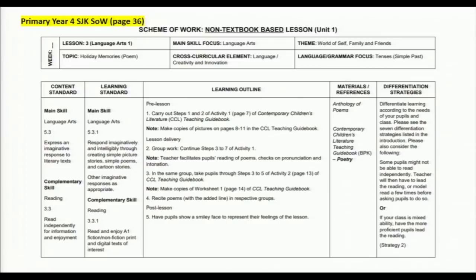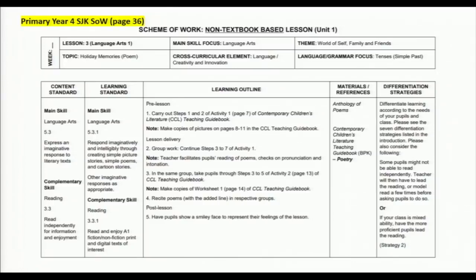And if you look at the learning outline, you see this is non-textbook. And you see the main skill, the language arts is there. You have the main skill, the complementary skill listed for the teacher. So it's not that the teacher has been left alone and you need to grope and struggle. The scheme of work is still there. Learning outline also given, and this is based on the contemporary children's literature.